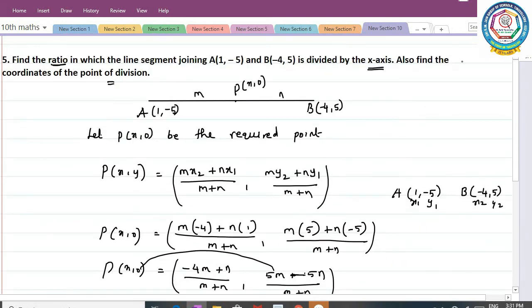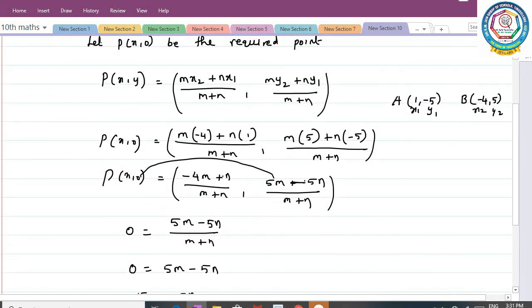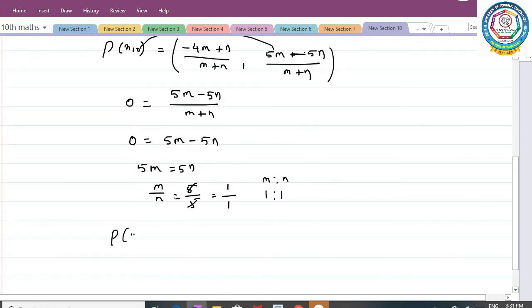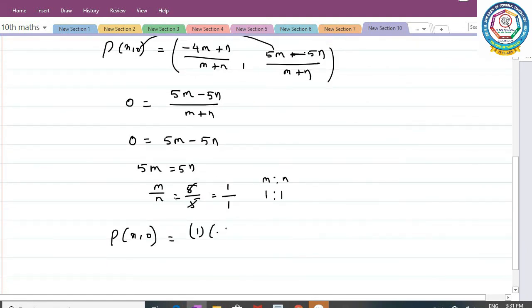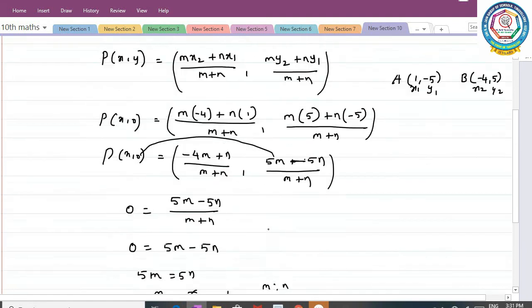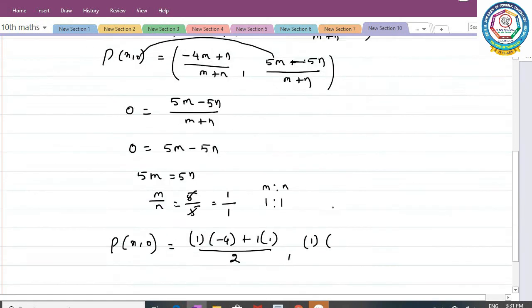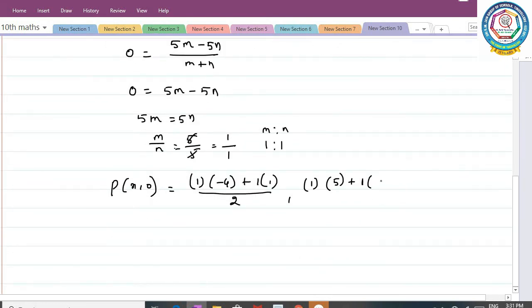They ask one more question. Find the coordinates of the point of division. We have to substitute the ratio values in this formula. Then we have to find out the point of division also. So P of x comma 0 equal to, m is 1. Then what is x2? x2 is minus 4. Then plus n is 1, x1 is 1, by 1 plus 1, 2. Next, m is 1, y2 is 5, plus n is 1, then y1 is minus 5, by m plus n, that is 1 plus 1, 2.